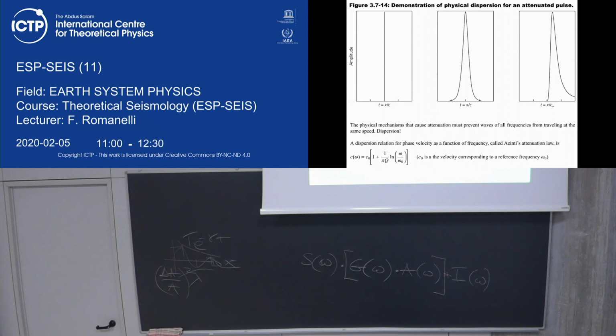If you give a look to that expression, you see that there is the logarithm inside, so you immediately feel that it's a tiny dispersion. It's small. Omega 0 is a reference frequency. Usually it's used at 1 Hertz. The logarithm of the frequency that is different than omega 0 is a weak function, but it's fair.